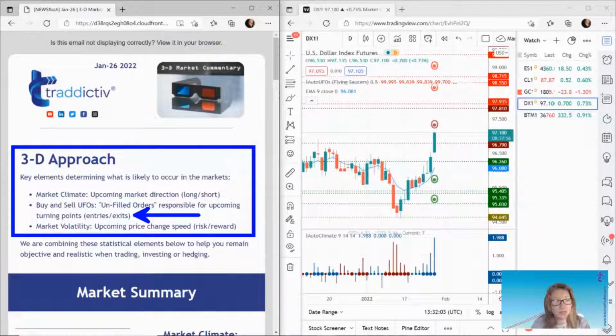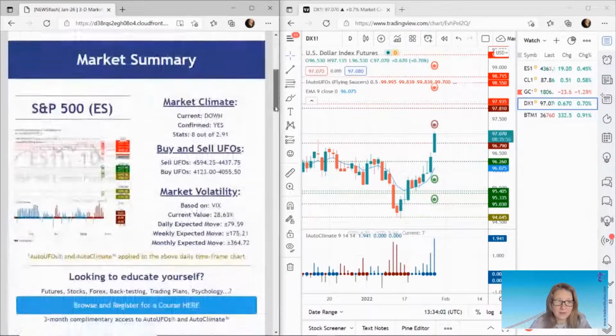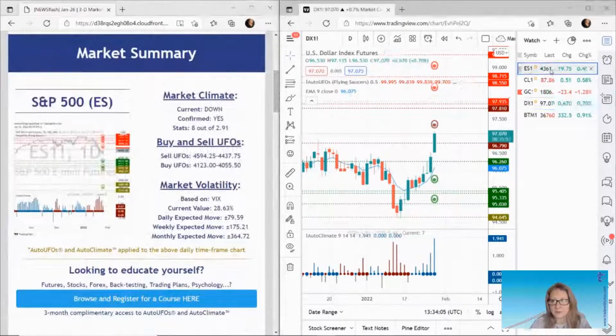Again, we use technology. We use an app to help us. It's called AutoUFOs, which is this thing here. If we see the green ones, those show us where the buyers are. If we see the red ones, those show us where the sellers are. We have the prices on the right-hand side as well. That's an indication of where exactly that's going to happen. So we'll look at that, and then we'll look at market volatility as well, which is how quickly we expect these markets to move. So starting with the S&P 500, that's the top 500 US stocks.